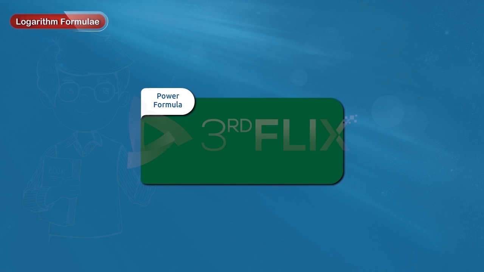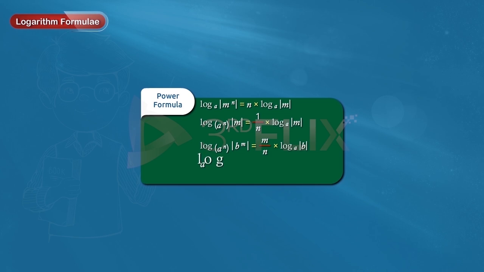Power formula: log m power n base a equals n into log mod m base a. Log m base a power n equals 1 by n log m base a. Log b power m base a power n equals m by n log b base a. A power log n base a equals n. A power log m equals m power log a.